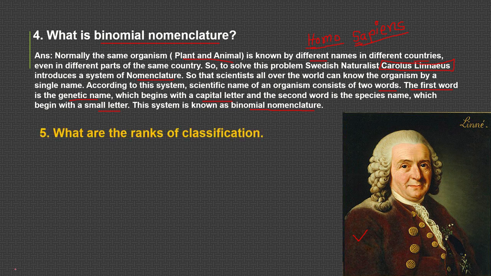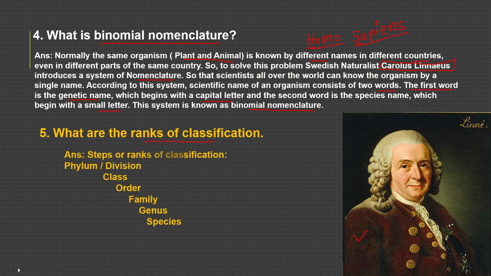What are the ranks of classification? The steps, or ranks, of classification are phylum, class, order, family, genus, and species. You write them step by step, like this. So this is phylum, or you can say division, and the next ones are class, order, family, genus, and species. Those are the steps, or ranks, of classification.